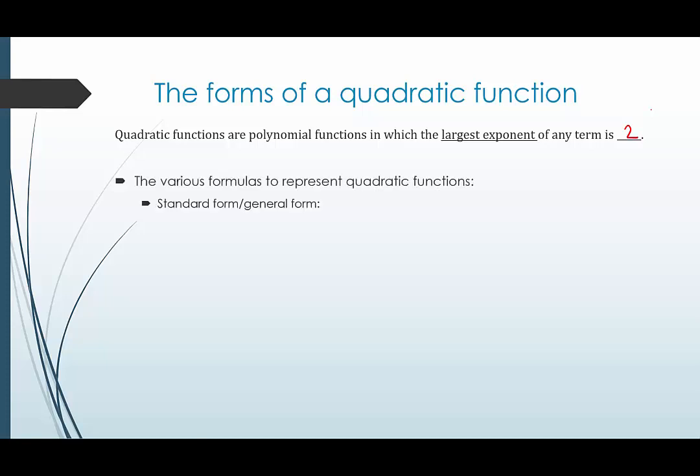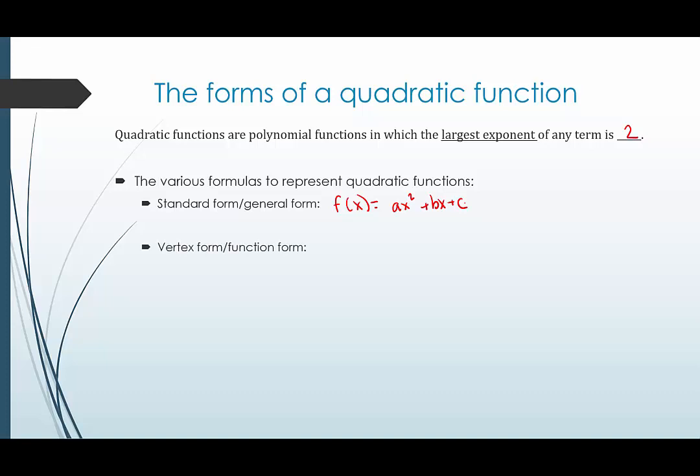So first up is standard form or general form, which was on that title slide. With this, we would say f of x equals ax squared plus bx plus c. And then we have some rules about specifically a. So a can't be 0 because if it's 0, then it's not a quadratic function because we don't have an x squared term anymore.